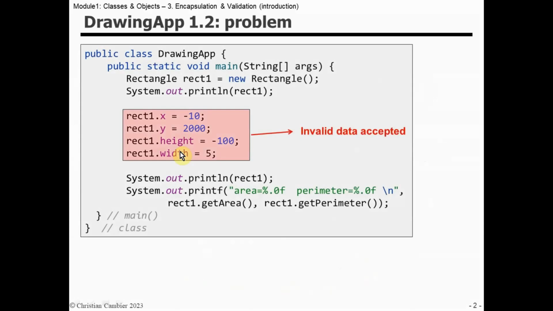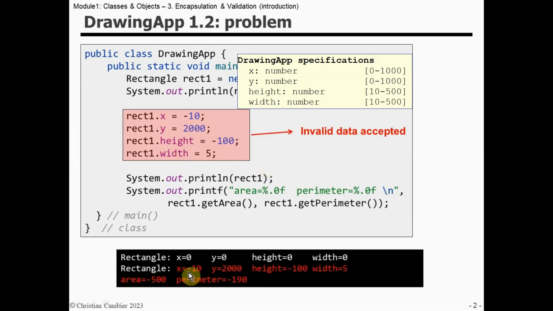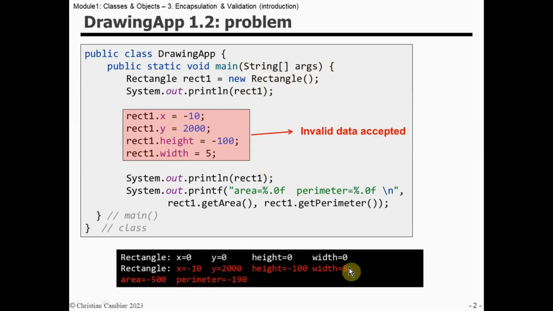To summarize the problem in the previous version, DrawingApp 1.2, we can pass invalid data to a rectangle object. With invalid data, I mean that currently any integer value can be assigned to the properties, whereas according to the program specifications, only a specific range of values should be accepted. And we see that in the output. Here are displayed all the values that we assigned, resulting in an area and perimeter that are both negative. So what is the solution?